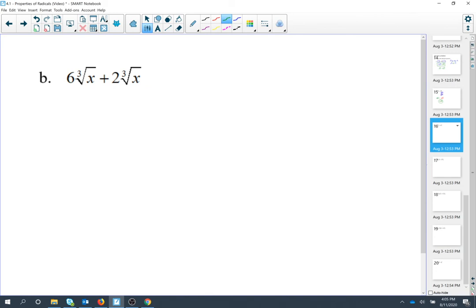Letter B, 6 times the cube root of x plus 2 times the cube root of x. Well, like terms, I have 6 cube roots of x's. I have 2 cube roots of x's. So 6 of those things plus 2 of those things, they're already like terms, gives me 8 cube roots of x's. And we're done. We didn't even have to simplify.